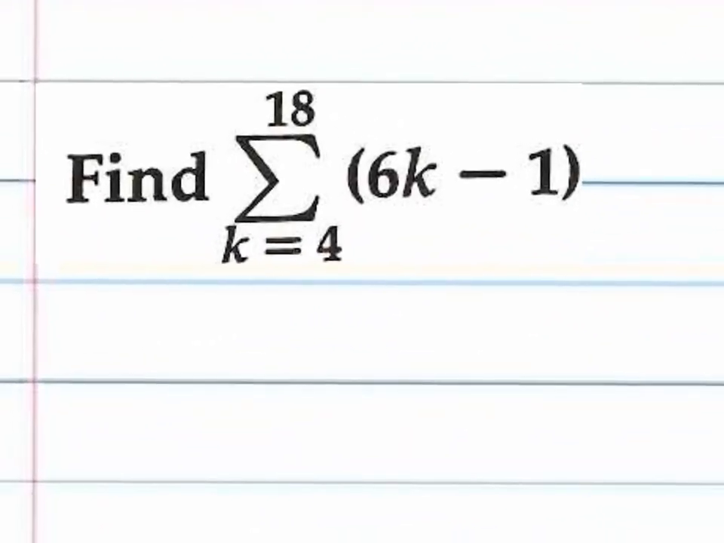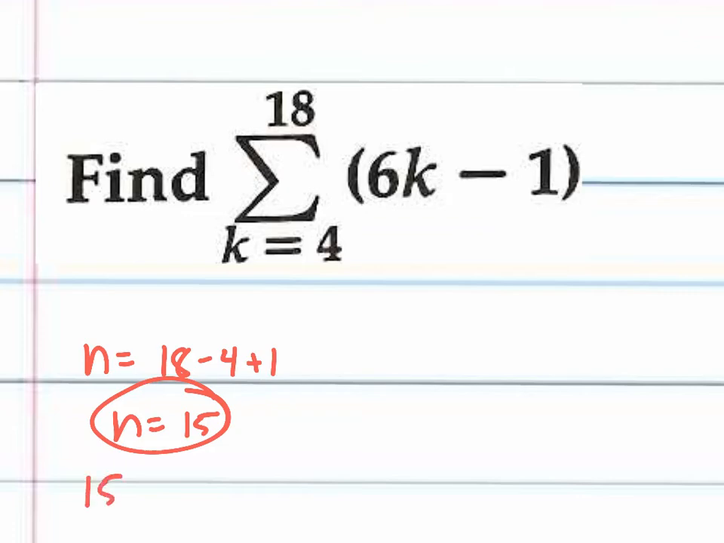Okay, so right here, how many numbers are going to be on the list? It's going to be 18 take away 4 plus 1. That's going to be your n. Your n is going to be 18 take away 4 plus 1. So that's really going to be, your n is 15. So what does this mean? That there's 15 numbers on your list.